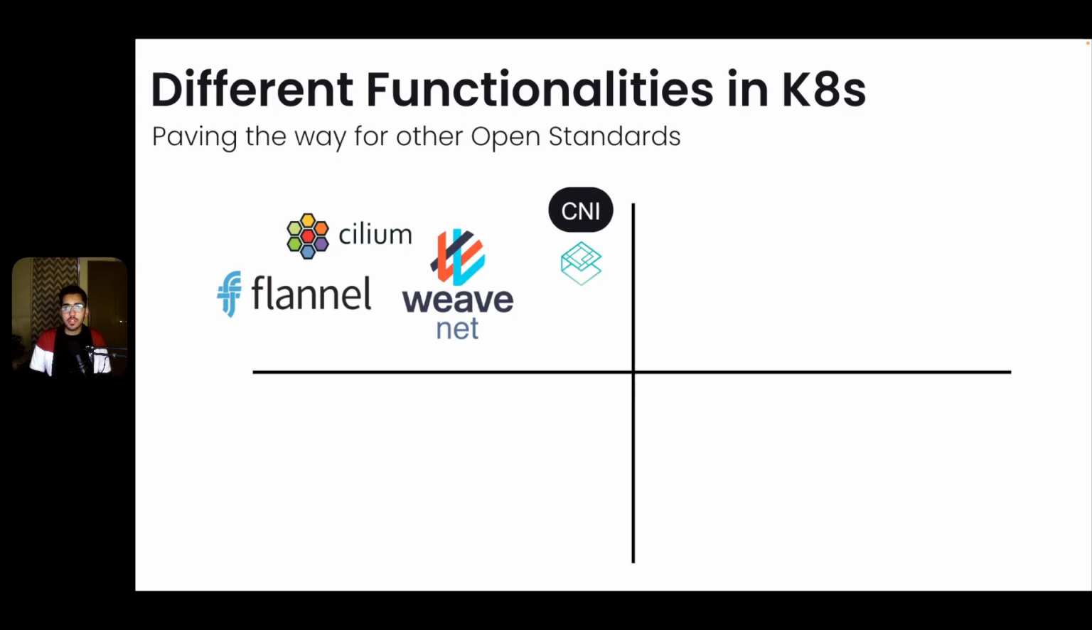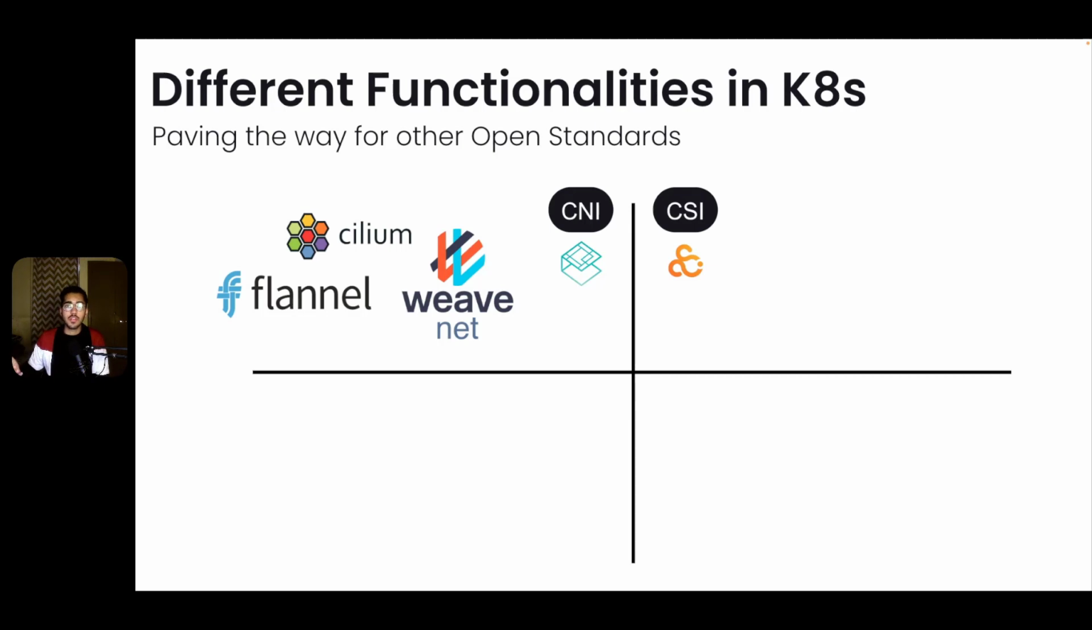And here are some of the very famous tools that are being used currently in the ecosystem: Cilium, Flannel, and WeaveNet. If you have worked with Kubernetes, you would have definitely worked with these tools before. Now we talked about the network aspect. What's next? Next is the CSI, which is the container storage interface.